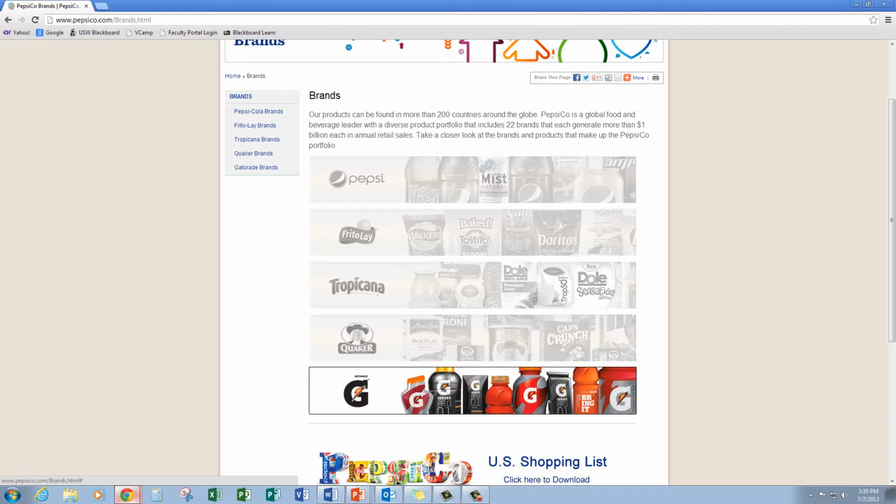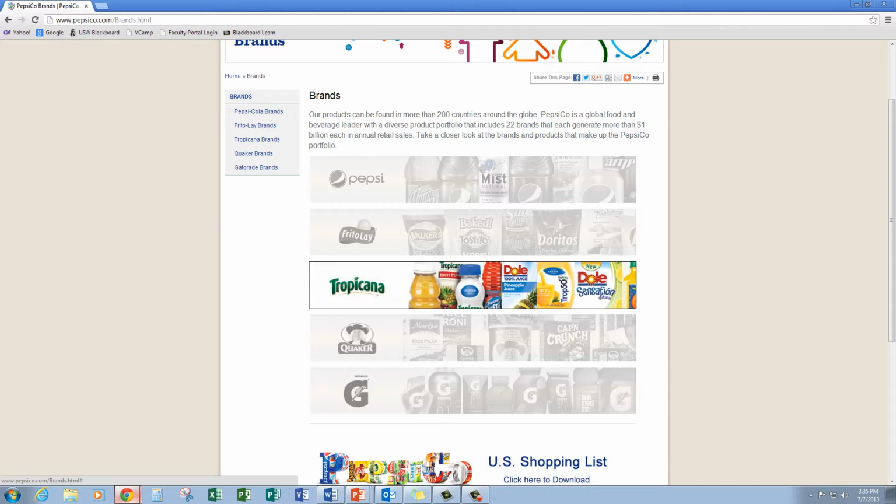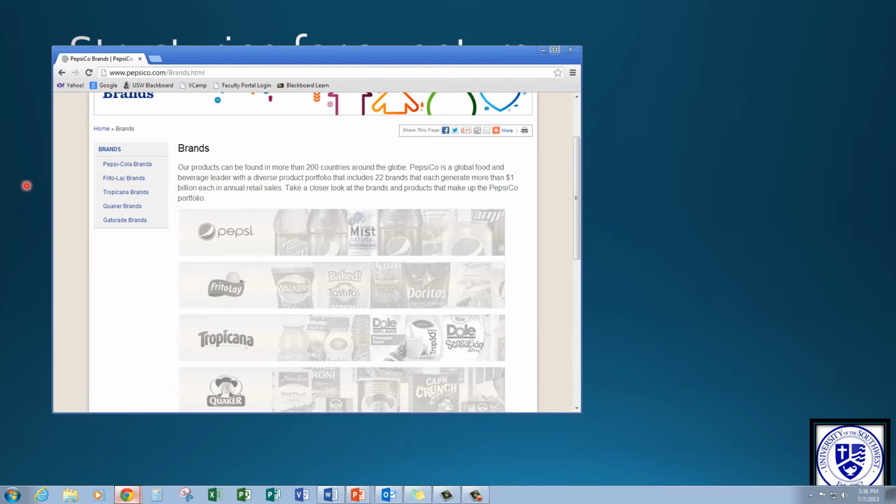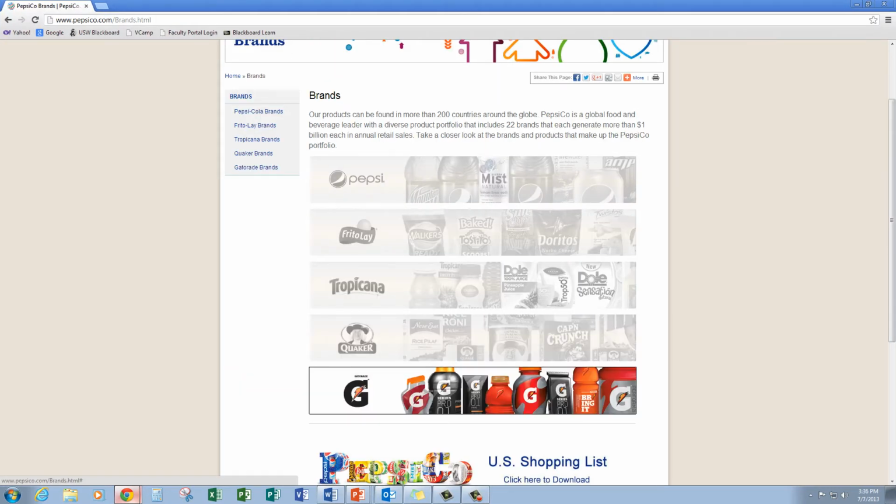And they keep those brands as independent business units. More than likely, they operate independently, and they're independent business units. They haven't completely spun them off into their own company yet. But each of these brands, these business units, perhaps operates independently.